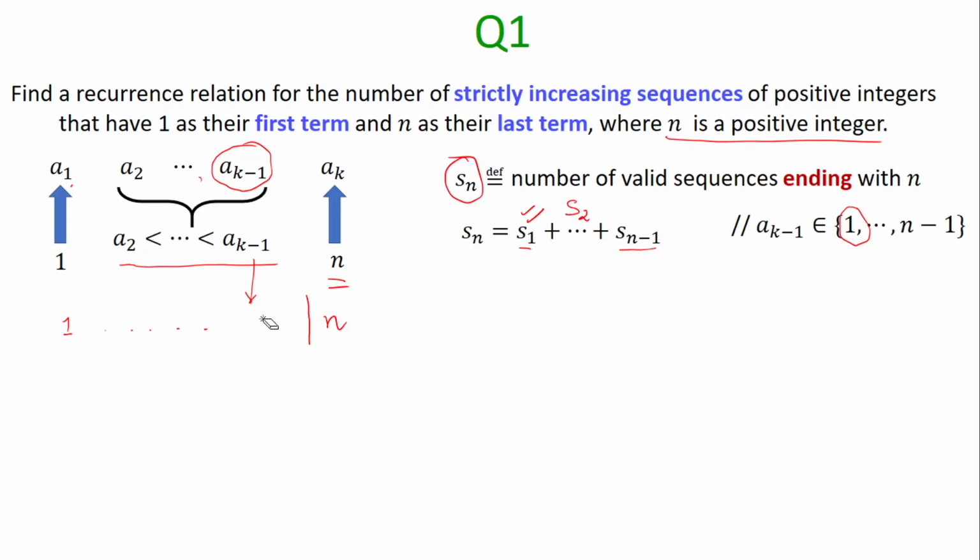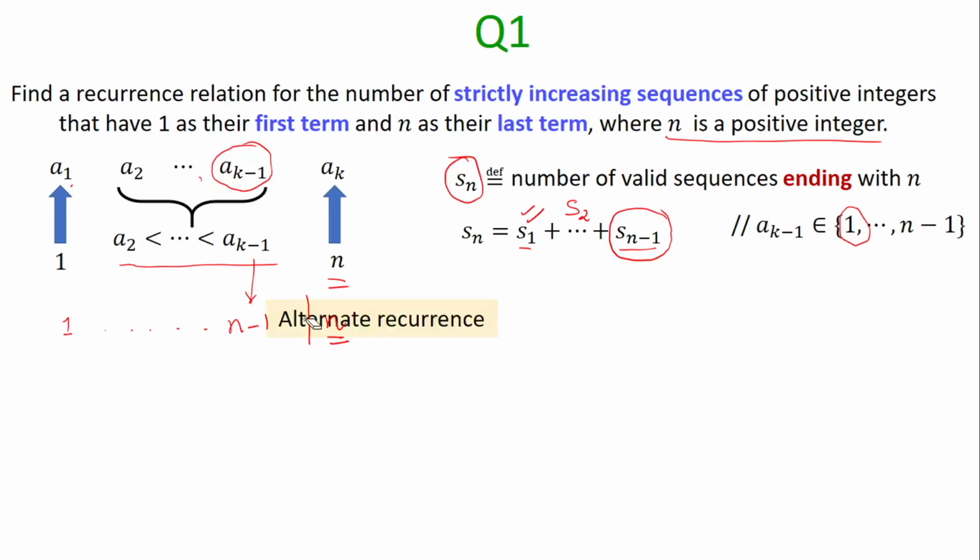And in the same way, your second last value in the sequence A of k minus 1 could be n minus 1. So basically I am saying take any valid or strictly increasing sequence starting with 1, ending with n minus 1, and put an n at the end. That will give you another category of strictly increasing sequences starting with 1 and ending with n. And you can have S of n minus 1 such sequences. And all these categories of sequences that we have discussed are disjoint. So this is one of the recurrence conditions for our function S of n.